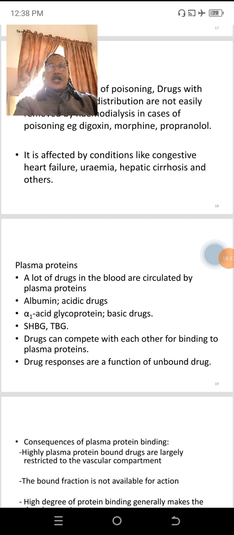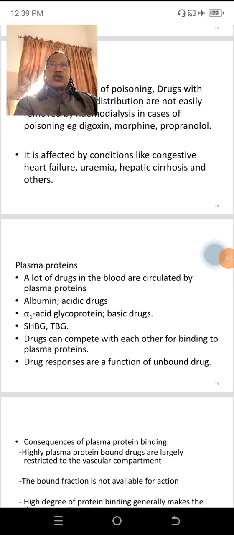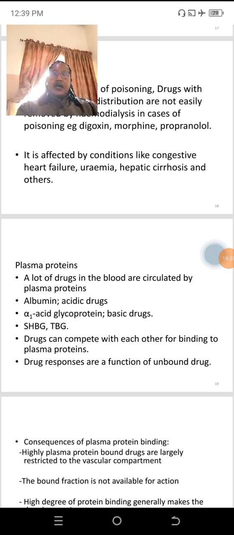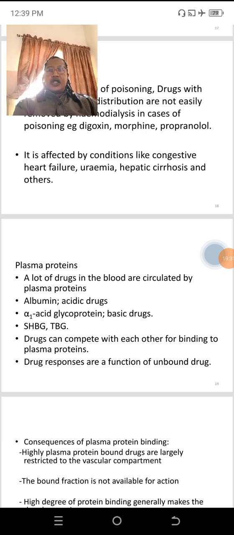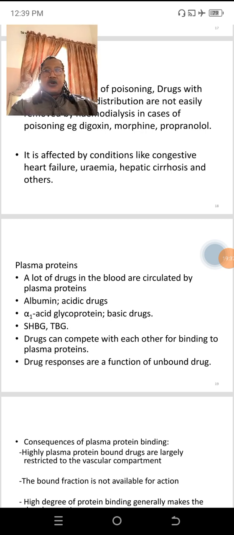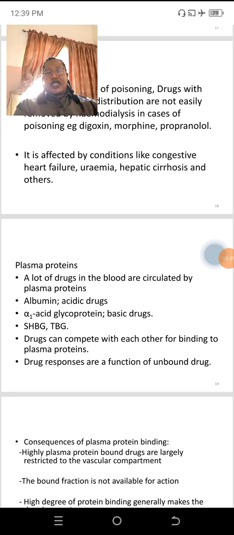However, there are other proteins that also bind particular types of drugs. For example, the sex hormone binding globulin transports the sex hormones, whereas thyroxine binding globulin is responsible for transporting the thyroid hormones.